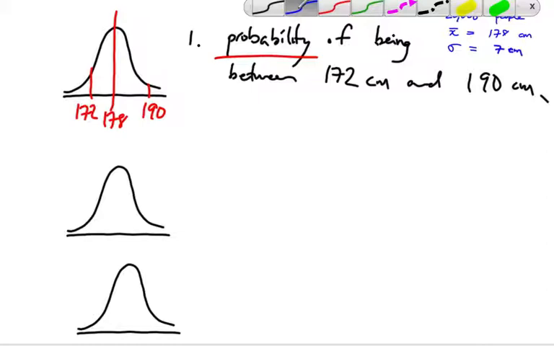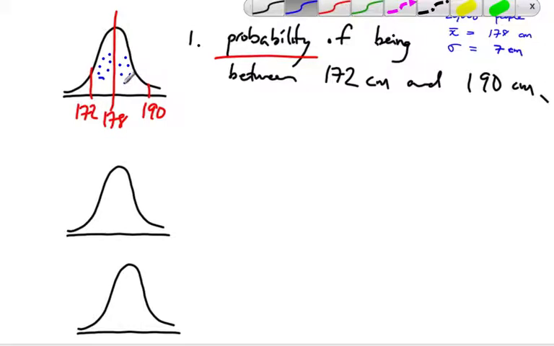Probability of being between 170, that's the question. Now, I gave you this one for starters because 172 is to the left of the middle, 190 is to the right. So we need to work out the area, the probability in there, and add it to that probability in there. In other words, we do the problem, we repeat it, and then add the 2 answers together.